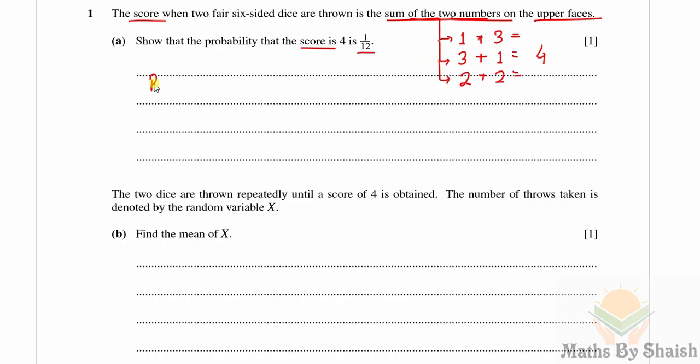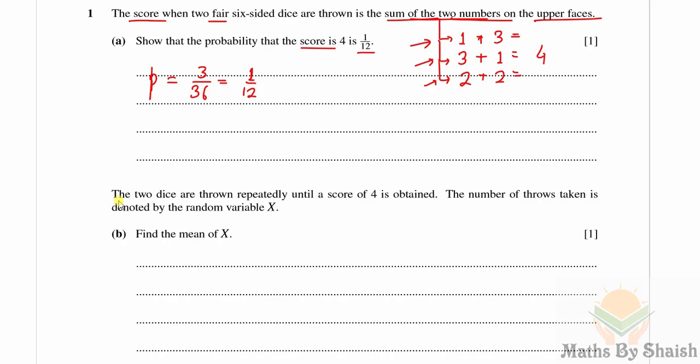So the required probability P is going to be 3 over the total, that is 6 into 6, 36, because there are two fair 6-sided dice. So it is going to be 1 over 12. So that's the probability of getting a score of 4.